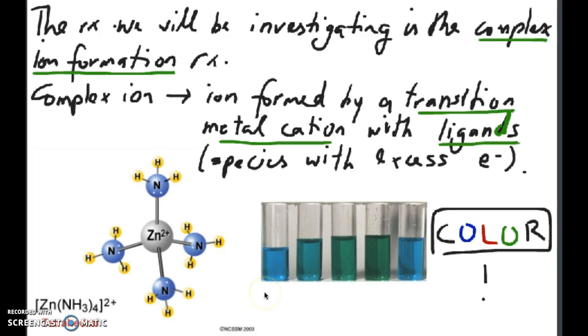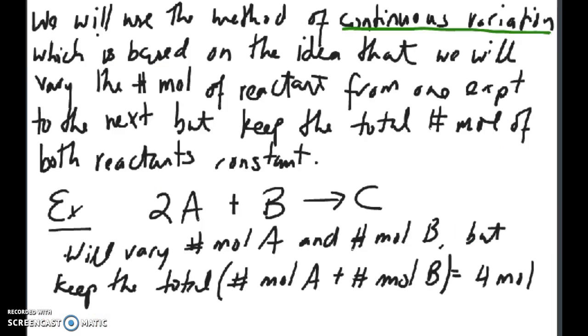The feature, though, that I want you to focus on about complex ions is that they all are very colorful. The color is actually going to be a useful property that we would use later on to determine the concentration of these complex ions. So now let's talk about how we're going to determine the coefficient of a reaction where we don't really know the formulas of the reactants and the products.